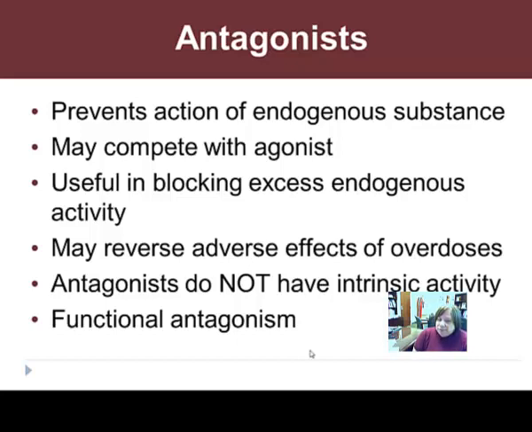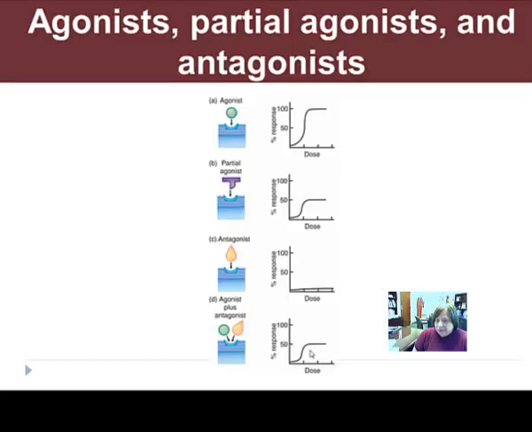Again, they're going to be blocking them, and they stop the effects of other medications. Those of you who are working in clinical practice know that morphine can be given at quite high doses for some patients, and again, the Narcan is the medication that would reverse that effect. So Narcan is an antagonist of the drug morphine.